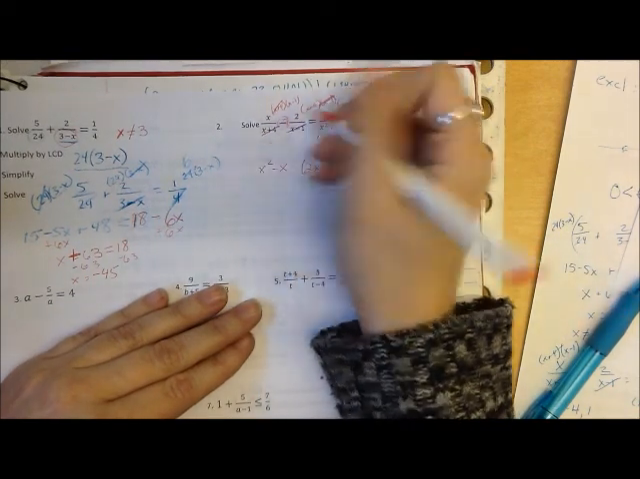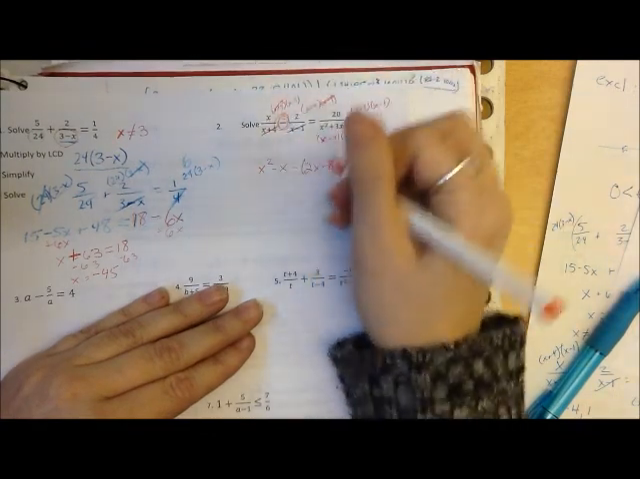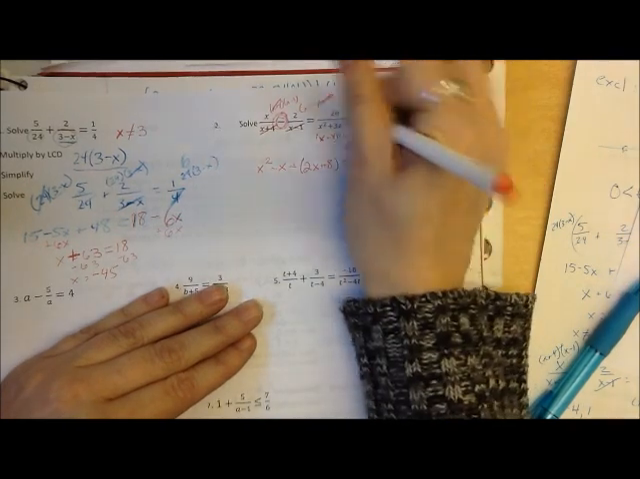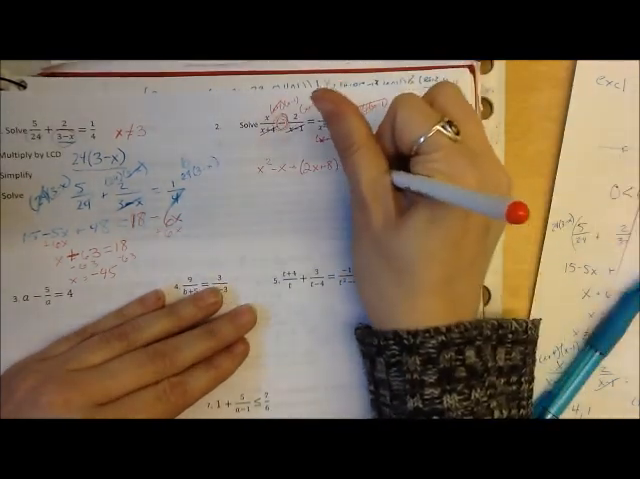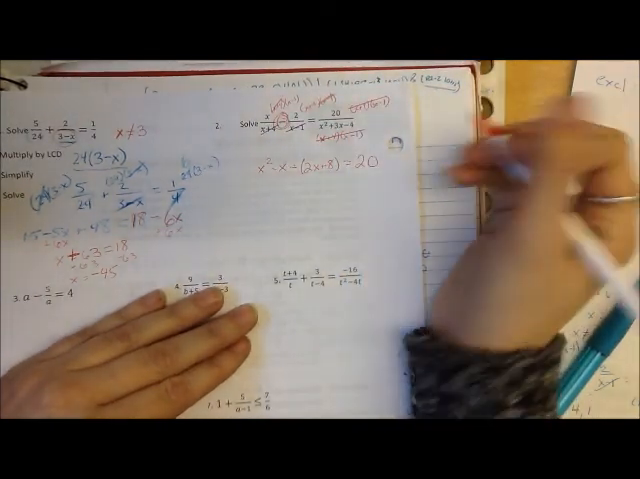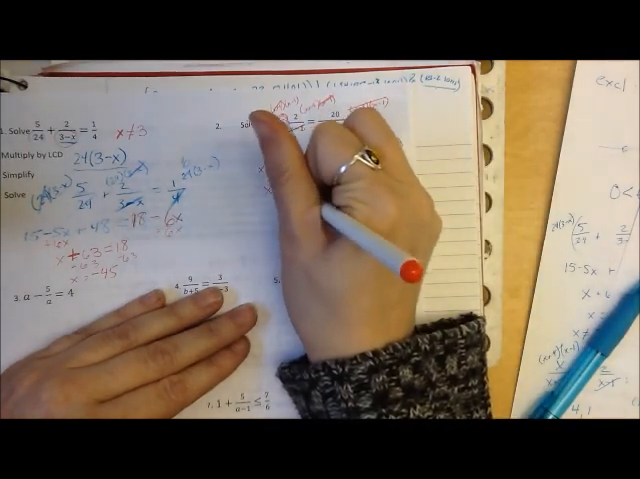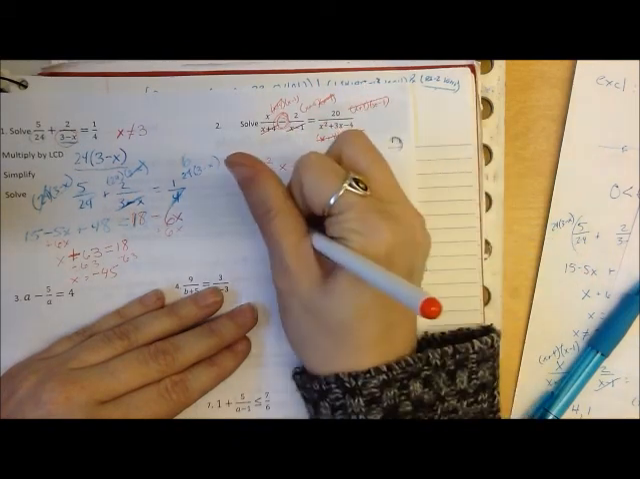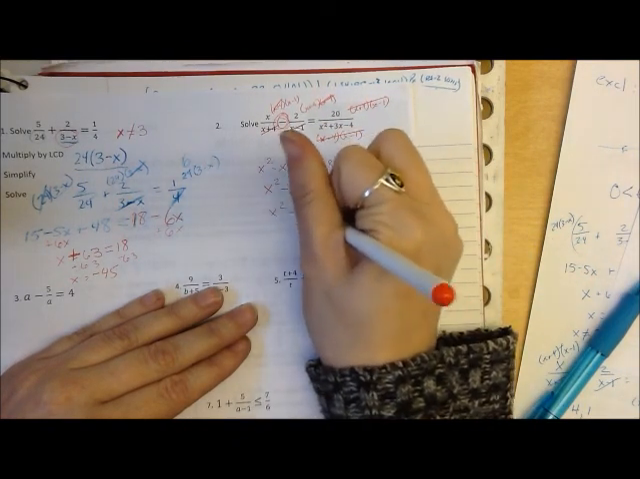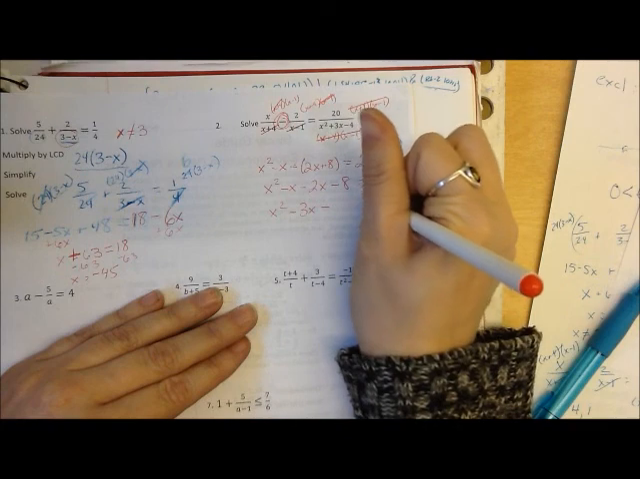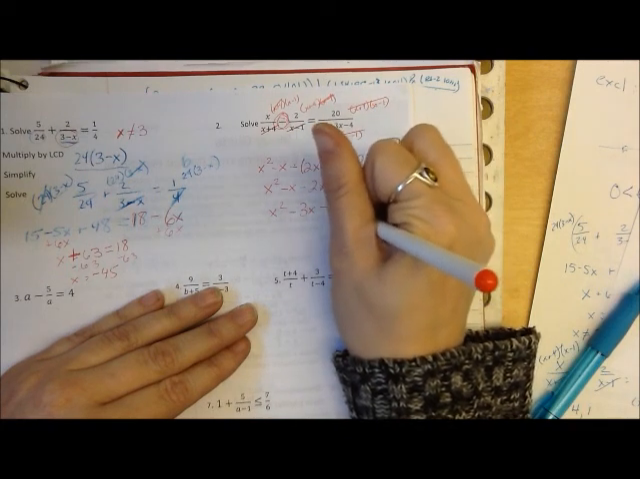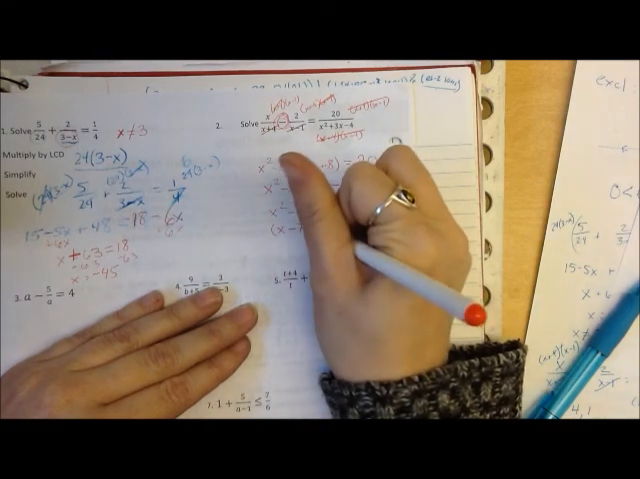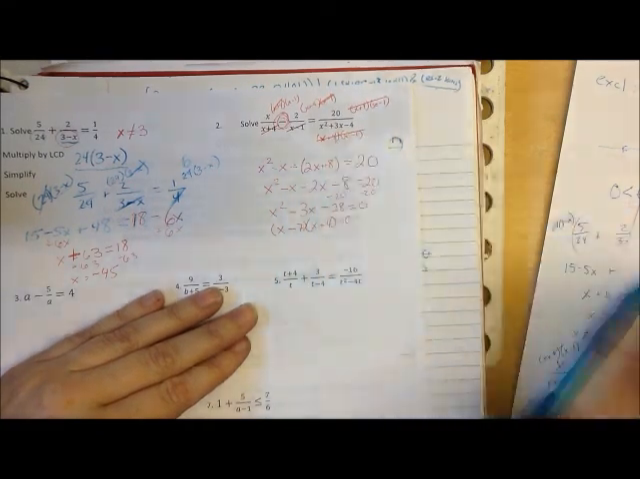Please be very careful. This minus is going to have to get distributed here, so don't forget those parentheses. And here, top and bottom will both cancel out, and we've just got 20. This x squared minus x minus 2x minus 8 equals 20. X squared minus 3x minus 28 equals 0. This factors into x minus 7 and x plus 4.